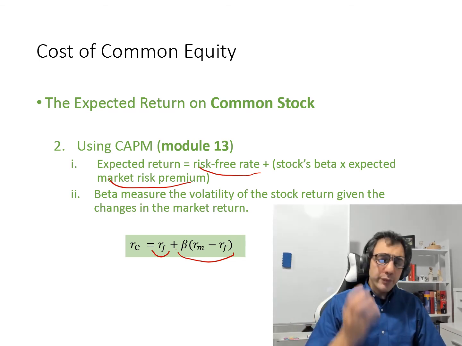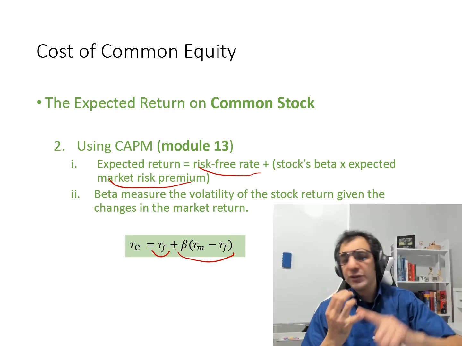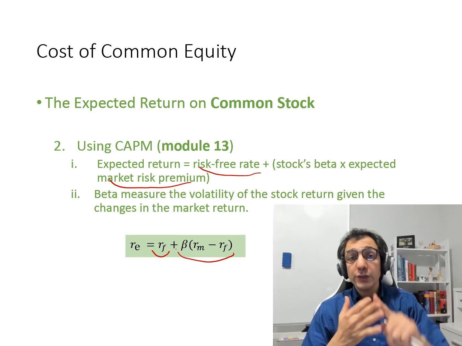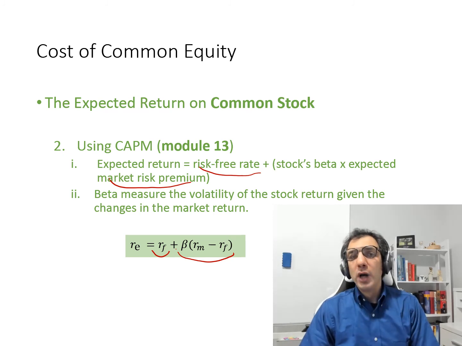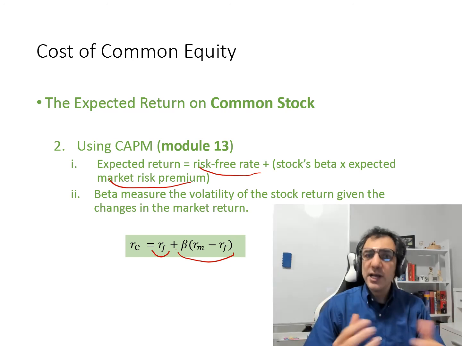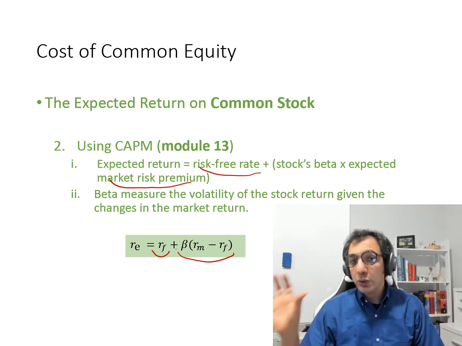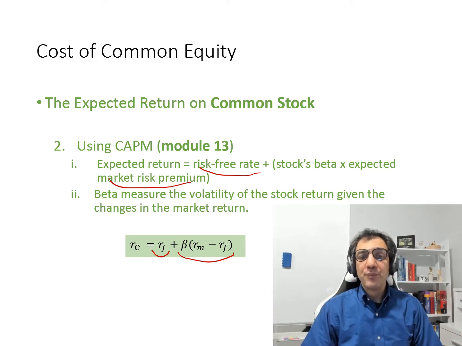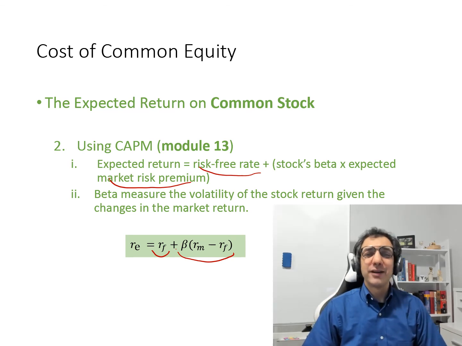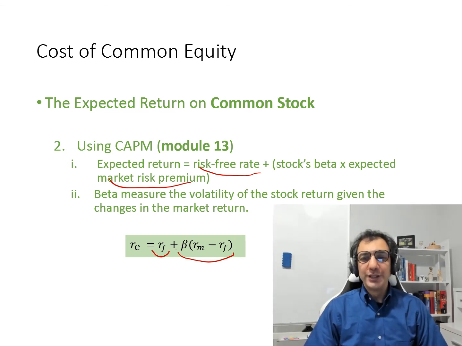But for now, if you have the components, the risk-free rate, the beta, and the market return, you can use this formula, the CAPM, to measure the cost of equity. So given the data, if you have the dividend or the growth rate, you will use the DDM, or if you have the beta or risk-free rate, you will use the CAPM. That's the second common approach to calculate the cost of common equity.